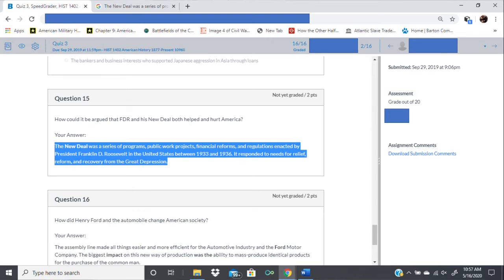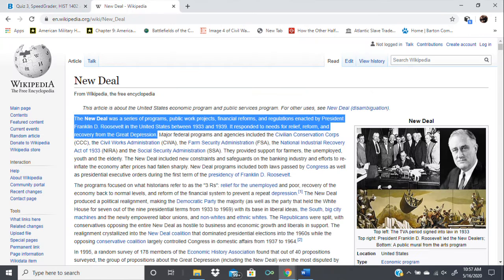Here I've got a quiz question: How could it be argued that FDR and his New Deal both helped and hurt America? You see the student's answer highlighted in blue. Well, I did a Google search for that, and as you can see, it's the first paragraph, or the first 2 sentences, on the New Deal Wikipedia page. So this student, while taking the quiz, went and Googled the question, Wikipedia came up, and they just copy and pasted the first sentence or 2. This is clearly an example of an academic integrity violation, and the student would receive a 0 for this.